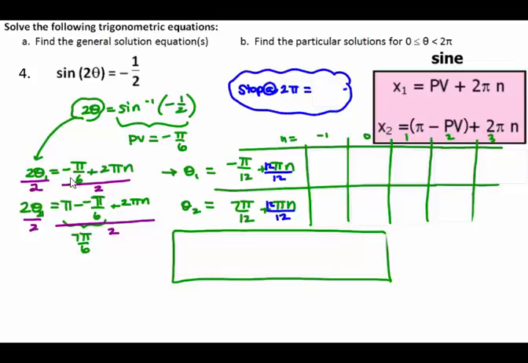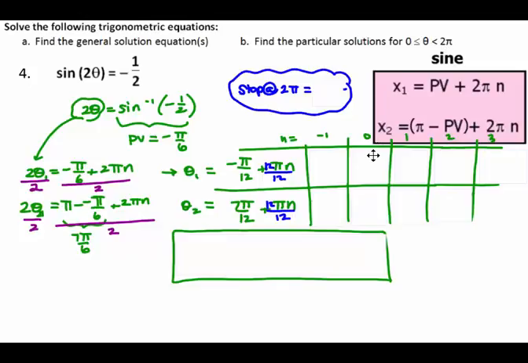So I divided negative pi over 6 by 2, I got negative pi over 12. Instead of just saying plus pi n, I'm going to say plus 12 pi over 12 n. Same thing over here. I divided 7 pi over 6 to get 7 pi over 12, and I'm adding pi n, so I just called it 12 pi over 12. All right, and so I'm looking at going from 0 to 2 pi.